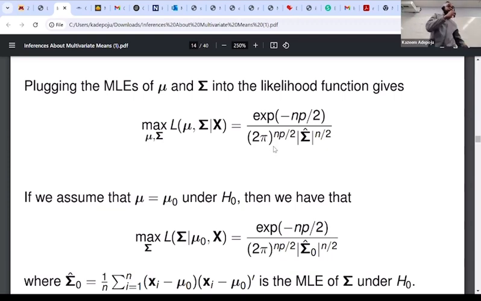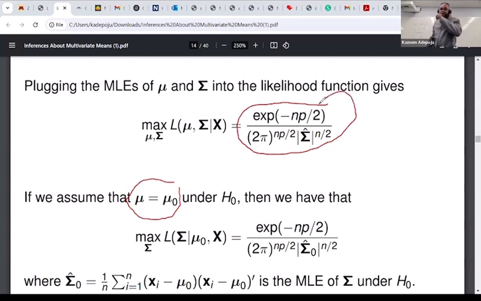When we want to test a hypothesis, the hypothesis that we want to test is mu equal to mu 0 or not? You know what we're going to do? We're going to come here. If I want to test whether mu equals mu 0, it means wherever I see mu, I'm going to plug in mu 0.